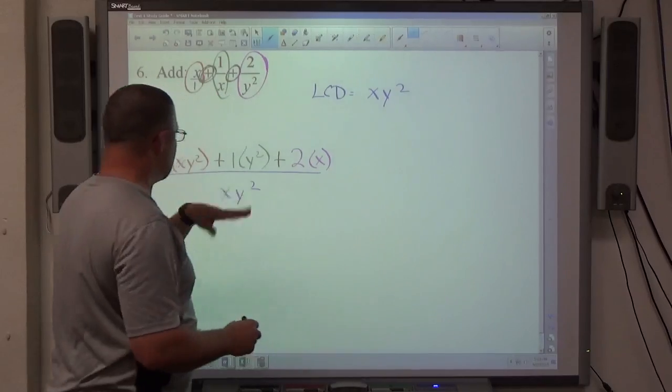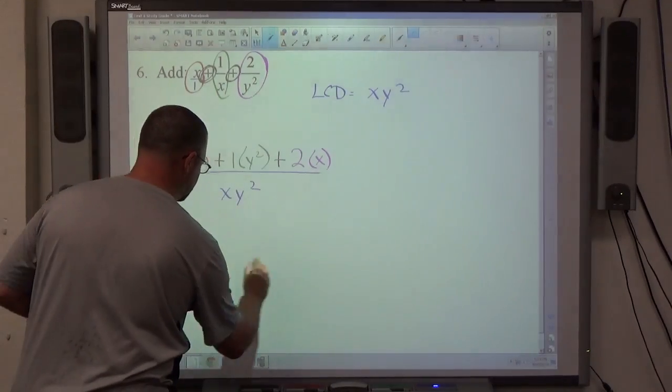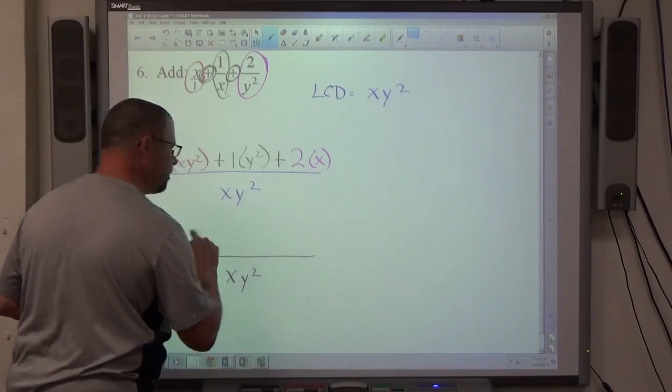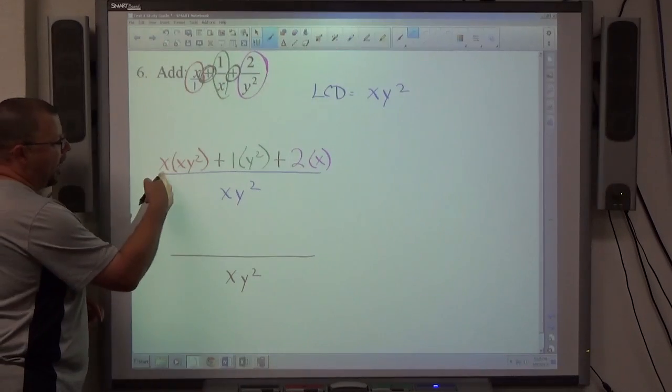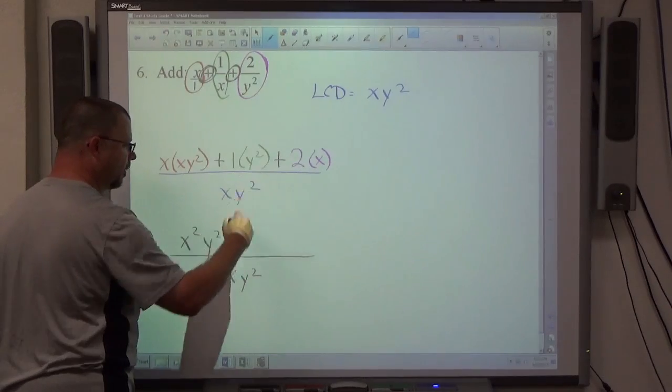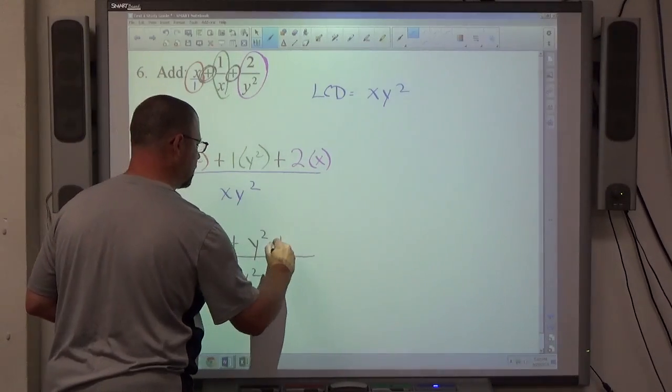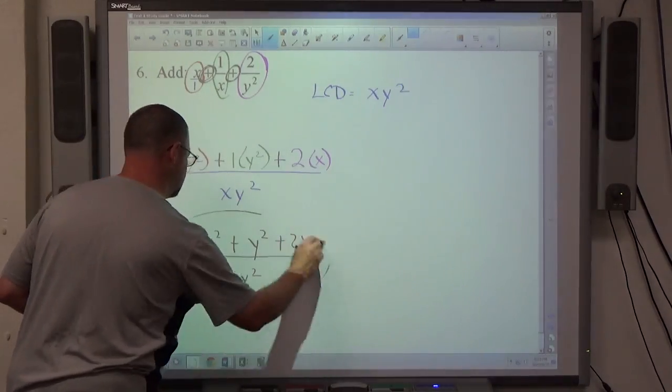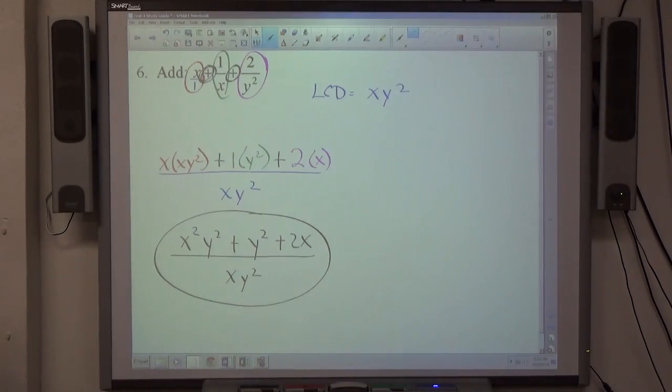All you have to do is simplify as much as possible. The common denominator continues to be xy squared. X times xy squared makes x squared y squared. 1 times y squared makes y squared. 2 times x makes 2x. That is the final sum.